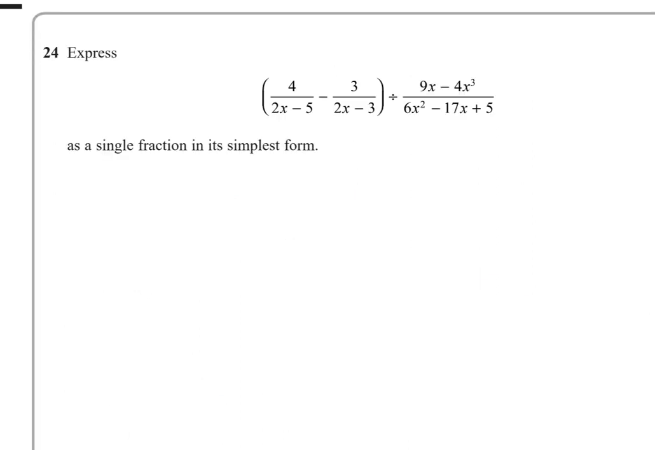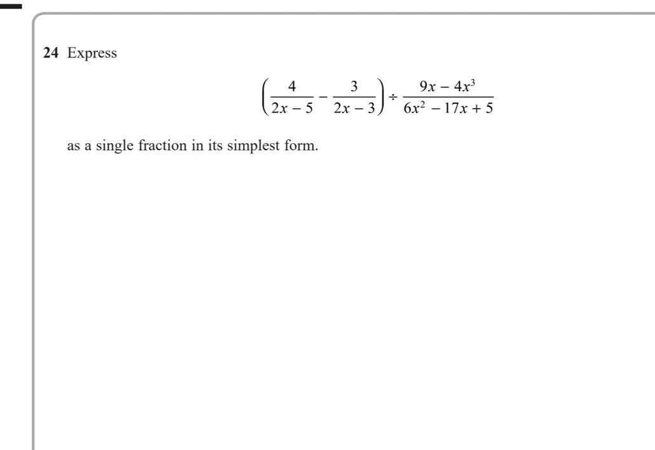24. Express 4 over (2x minus 5) minus 3 over (2x minus 3), divided by (9x minus 4x cubed) over (6x squared minus 17x plus 5), as a single fraction in its simplest form.